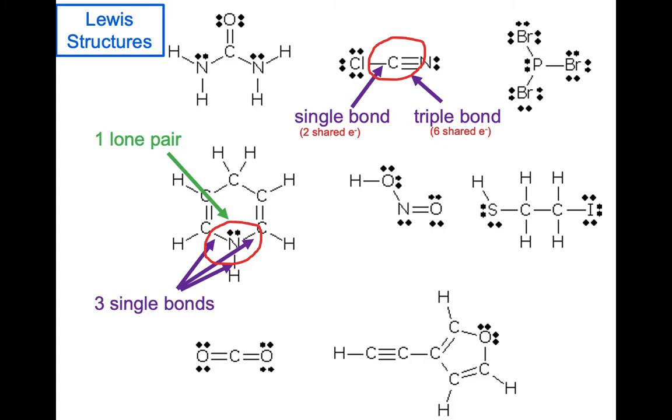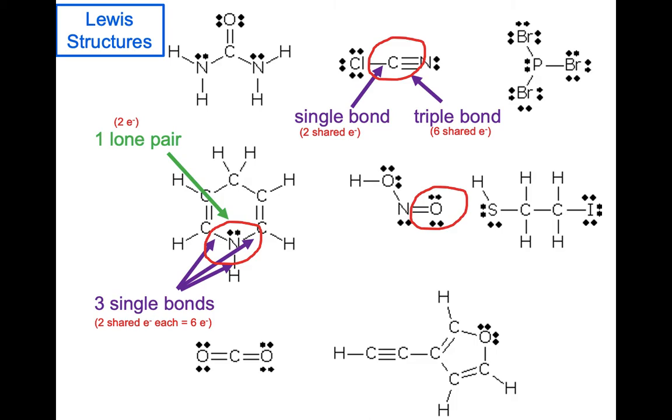Nitrogen has 5 valence electrons and needs 3 more. Notice it has 3 bonds attached to it, 3 single bonds. Each single bond brings 2 electrons for a total of 6. The lone pair is 2 electrons. So if you add those up, 6 plus 2 gives that nitrogen 8.